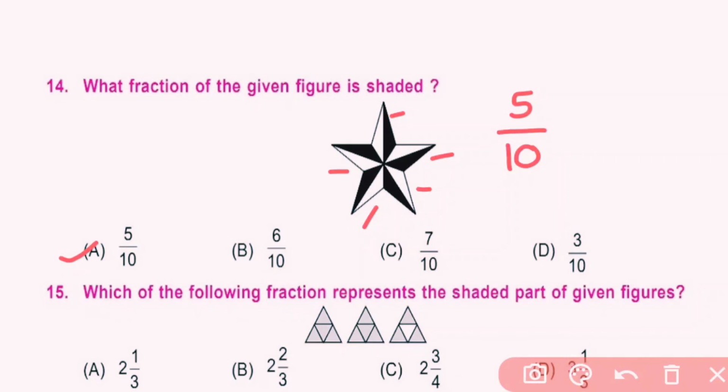Question number 15. Which of the following fractions represented the shaded part of a given figure? 2 full figures means 2. And in the third figure, out of 4, 3 parts are shaded. So it represents this fraction. C is the correct answer.